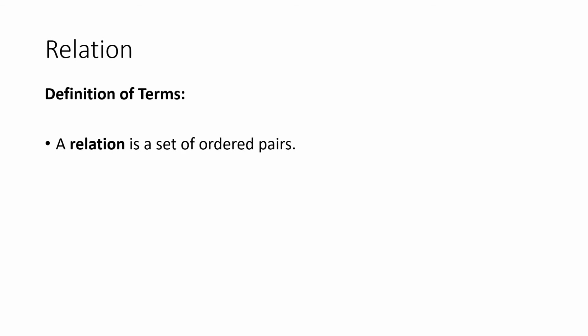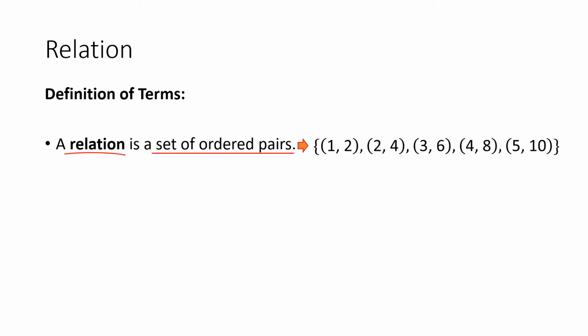Okay, so what is a relation? A relation is a set of ordered pairs. Set of ordered pairs. And then we have this example of a relation. Let's say we have ordered pairs (1, 2), (2, 4), (3, 6), (4, 8), and (5, 10). Again, this is an example of a set of ordered pairs, and this is an example of a relation.